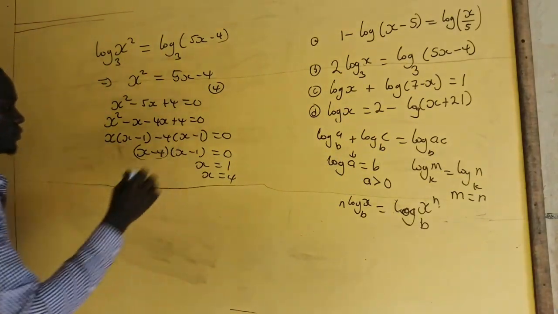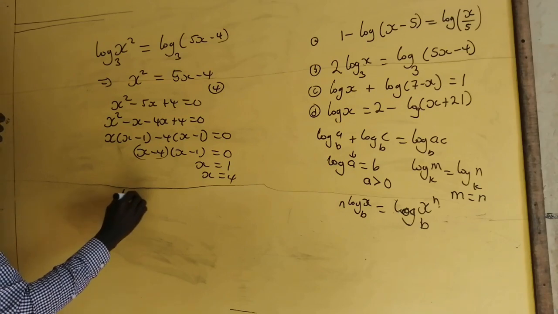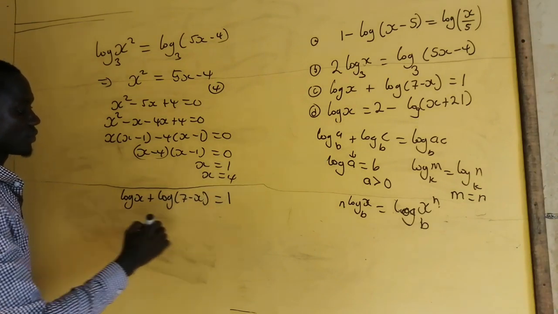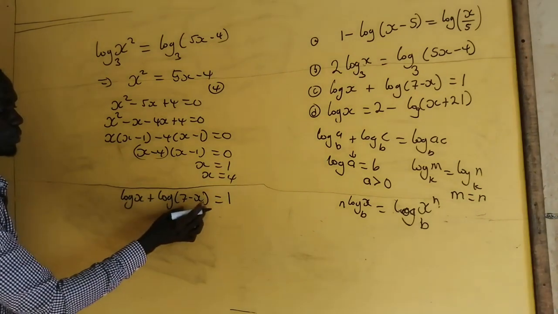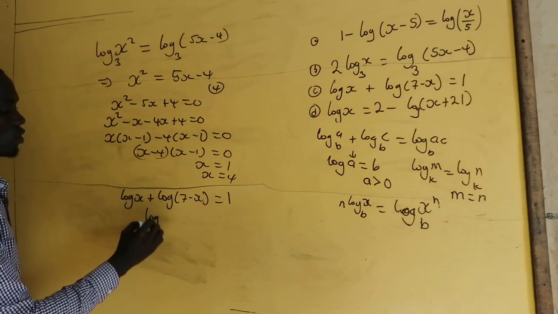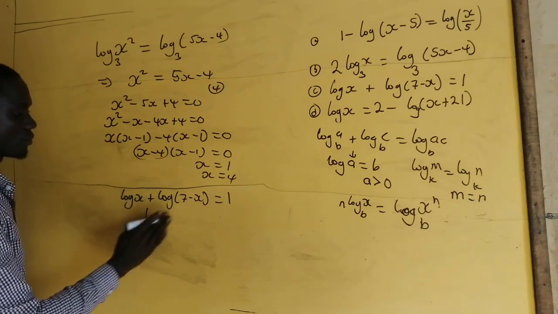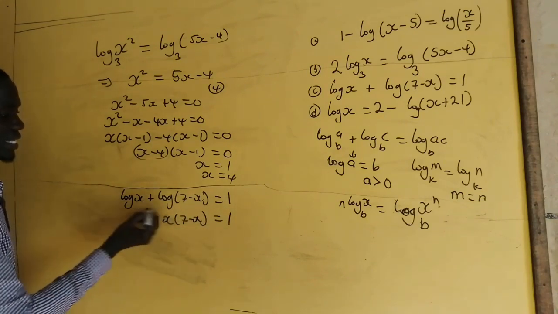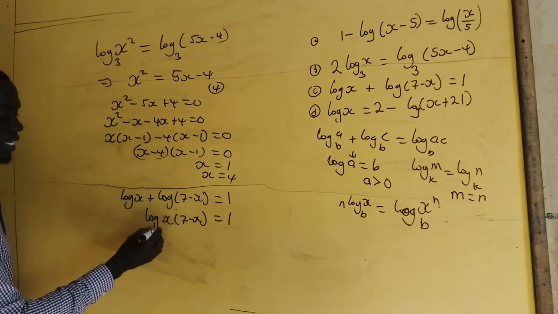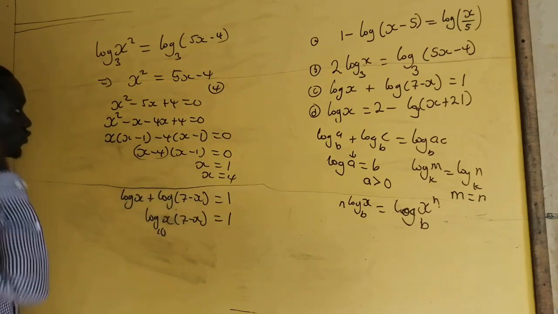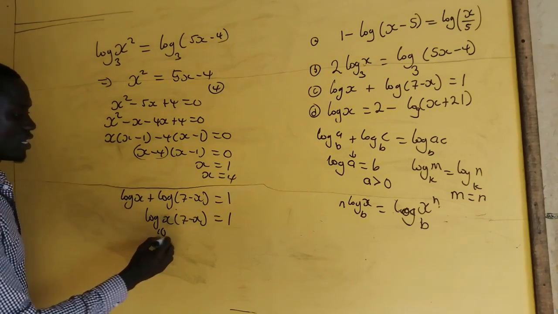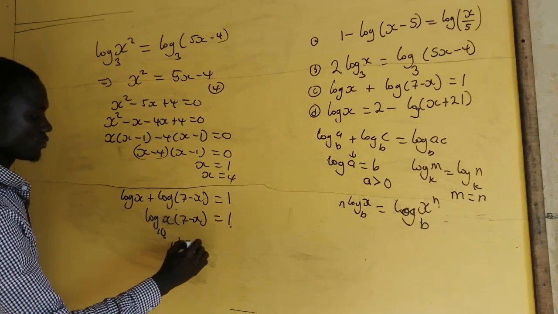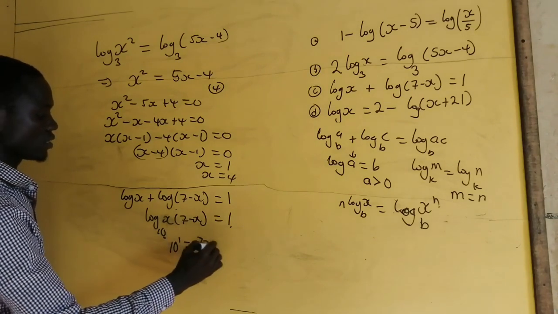Now let's check the next one. We have log of x plus log of 7 minus x equal to 1. Since we are adding, we multiply the numbers. We're going to have log of x times 7 minus x equal to 1. And since the base is not there, it is base 10. So we use the definition of logarithm, which states that the base must be raised to the power to give the number. So we have 10 exponent 1 equal to 7x minus x squared.